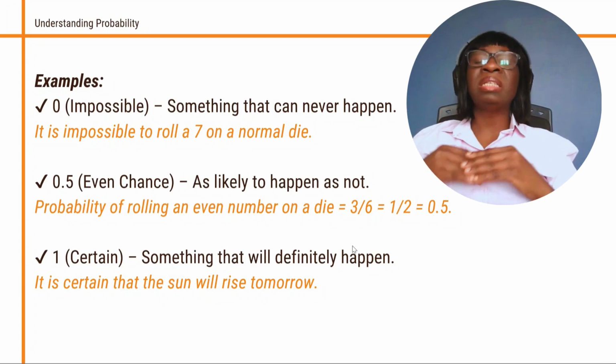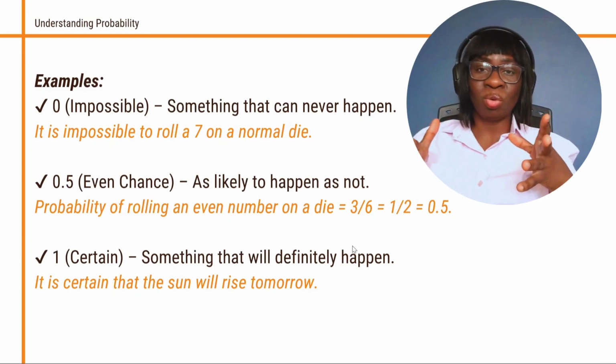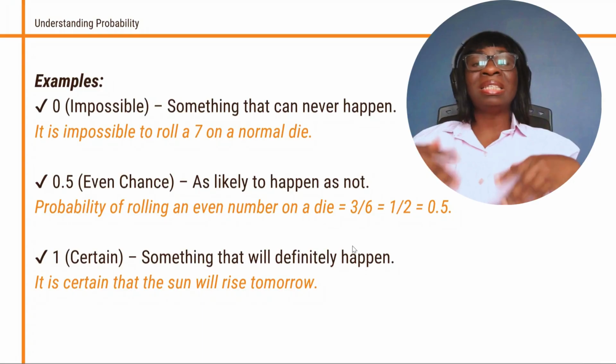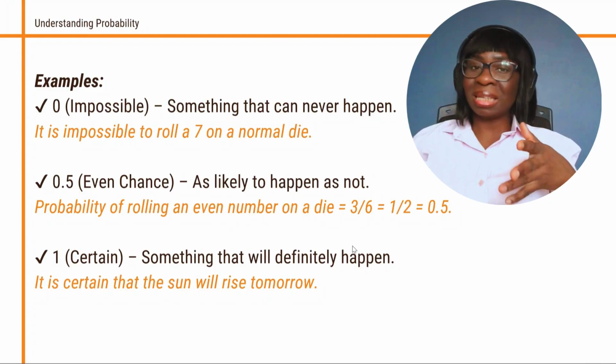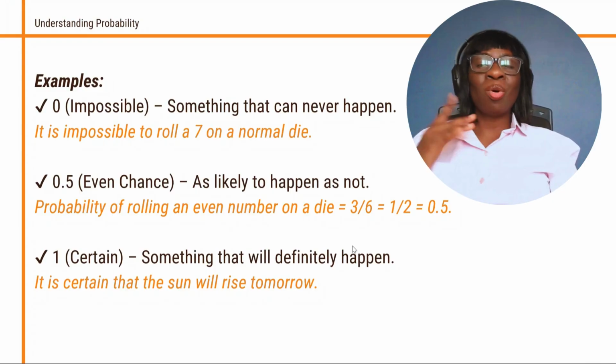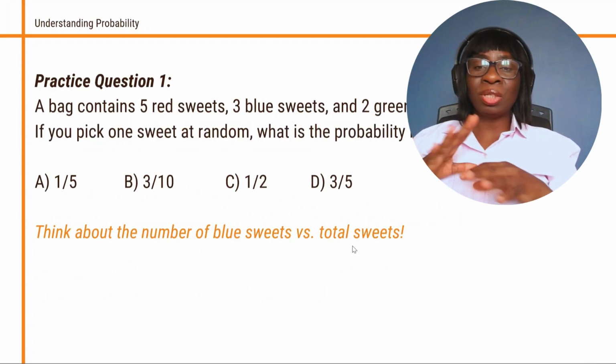For example, it is certain that the sun will rise tomorrow. If it gets dark today, it is certain that the sun will rise tomorrow. Once the sun sets, then it is certain that the sun will rise. So that is the explanation of the terms.